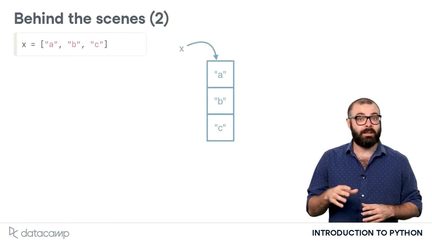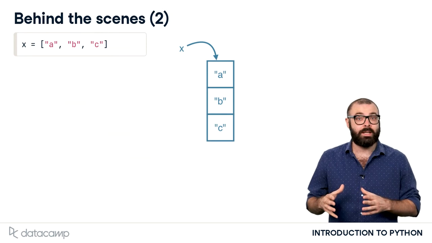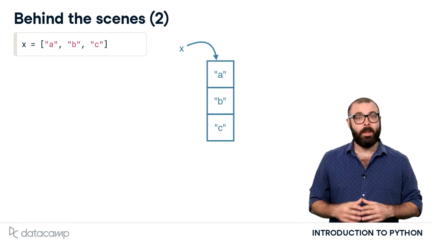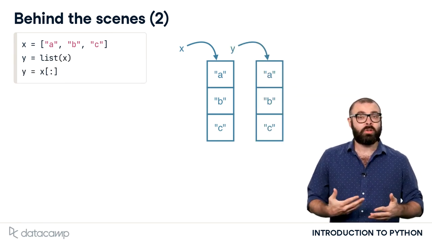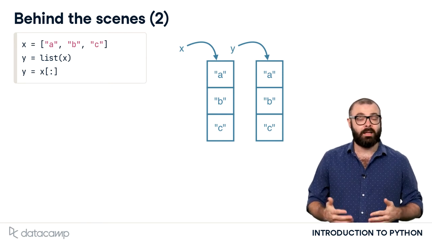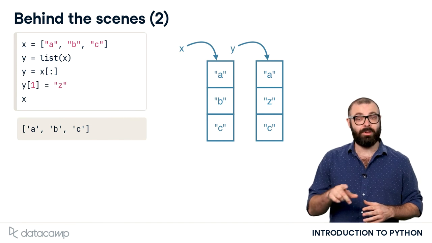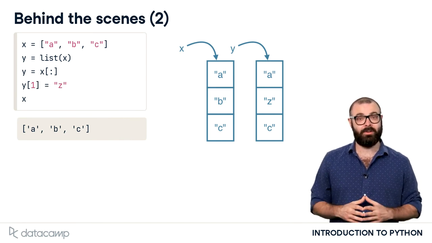If you want to create a list Y that points to a new list in the memory with the same values, you'll need to use something other than the equals sign. You can use the list function like this, or use slicing to select all list elements explicitly. If you now make a change to the list Y points to, X is not affected.